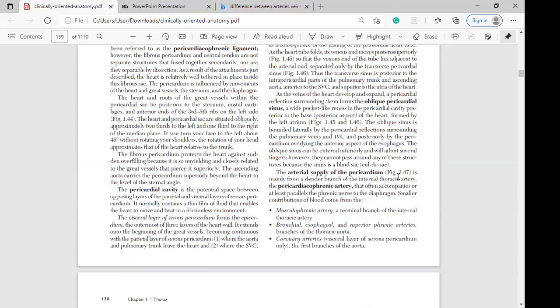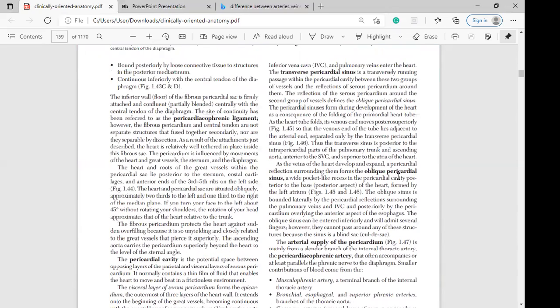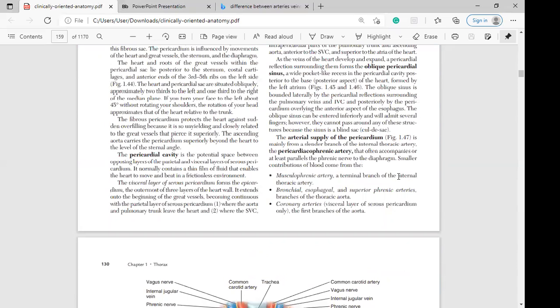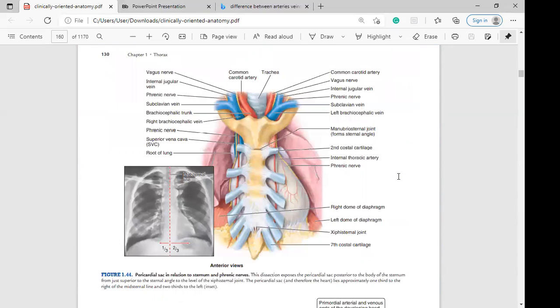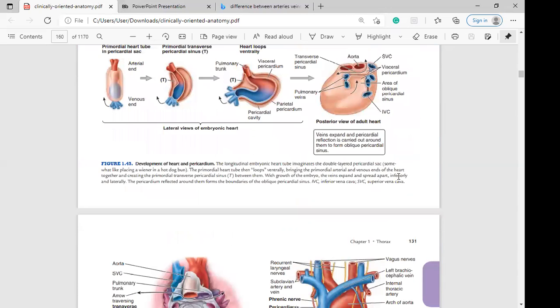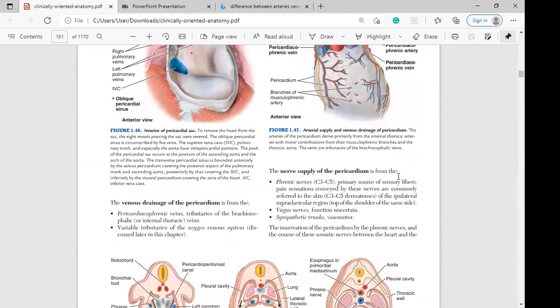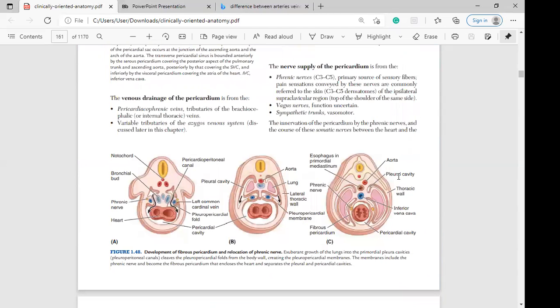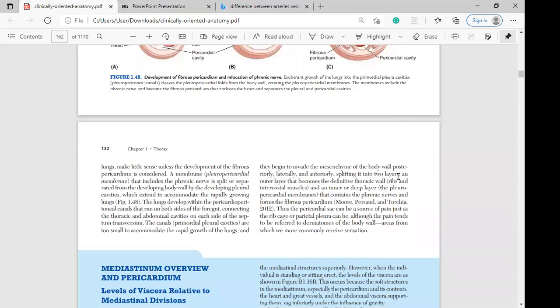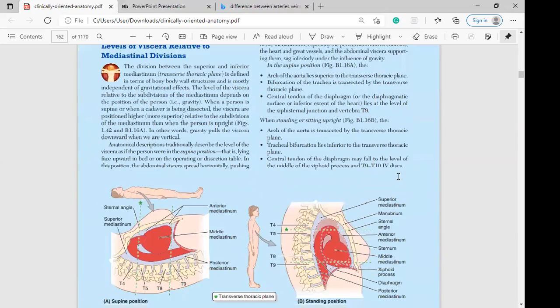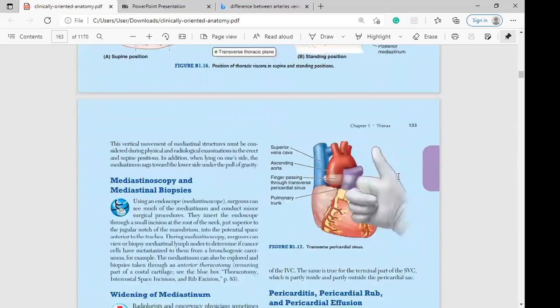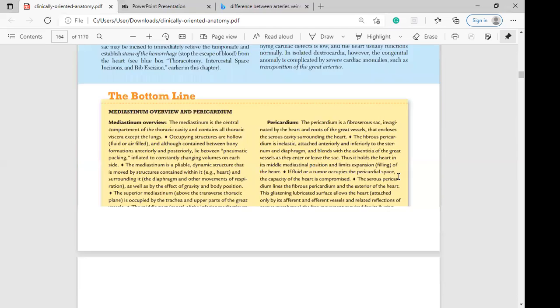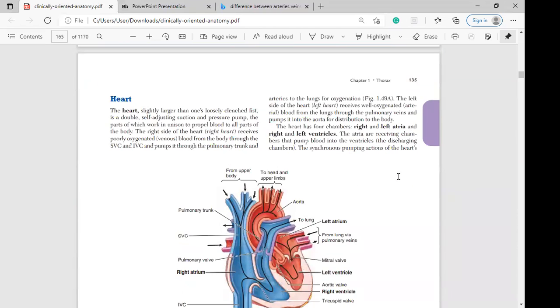Yes. So the heart is located in the pericardial cavity. Yeah, this is it. Later we'll look at the blood supply and the nerve supply to the pericardium. We'll look at all of that later. What I want to show you is on this page. So this is the heart here.